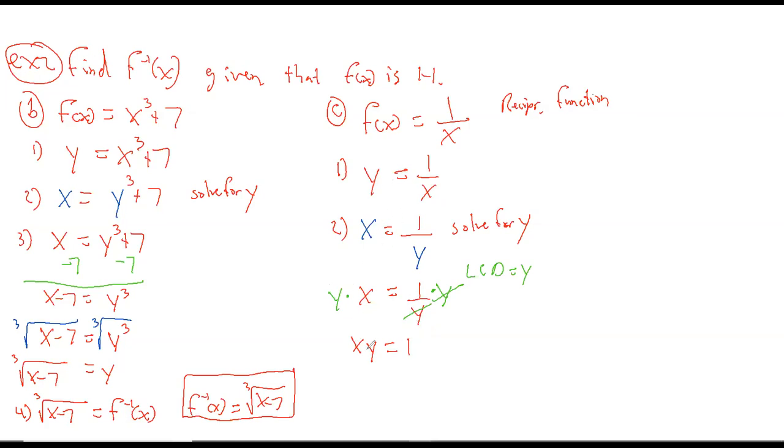Now, this at least is not in a fractional format, so it's prettier, but it's still not solved. Again, we're supposed to be solving for that y right there. It's currently being multiplied by x, so we've got to get rid of that. To get rid of it, we will divide both sides by x.